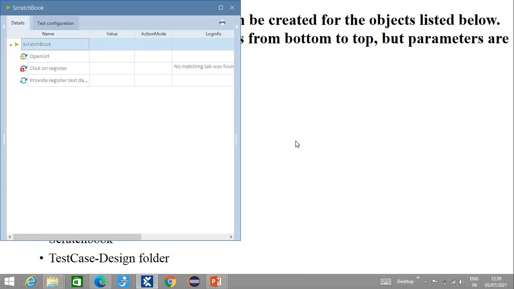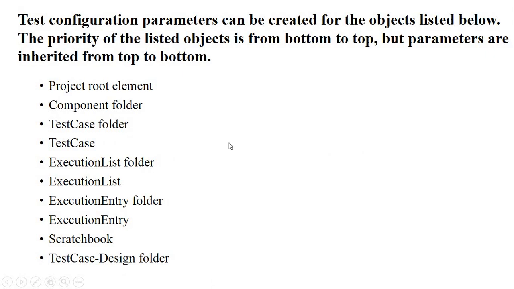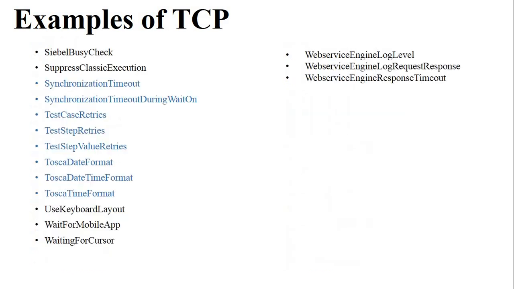We'll show you some more properties that we use, the most commonly used test configuration parameters. The most commonly used test configuration parameters are the browser that I just recently used. You can also use ignore white space, mouse delays, mouse over the applications, the version, and send keys delays. And some more are the synchronization timeout during the wait on.